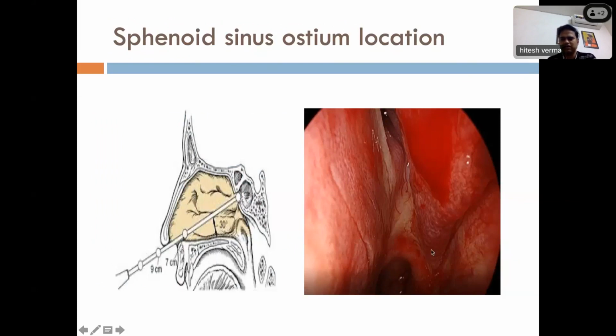So this is the left side of the nasal cavity. This is the choana. This one is the middle turbinate, and this is the superior turbinate. And here we can identify the sphenoid sinus ostium. So it is 1 to 1.5 centimeters above the choana, and it is 5 mm lateral to the septum, and it is at almost the half vertical height of the superior turbinate. So these are the landmarks, and the choana is a consistent landmark for the identification of the sphenoid sinus.